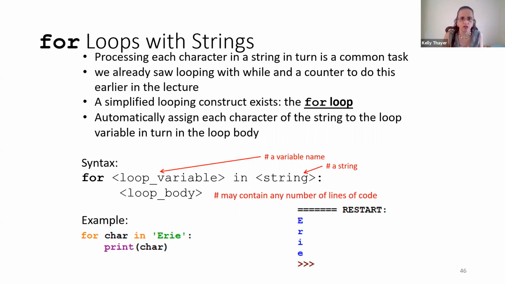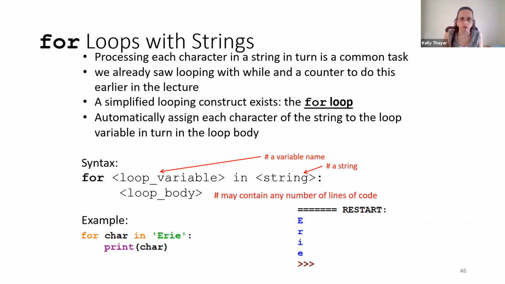Processing each character in a string in turn is a common task that we would need to do, and so it stands to reason that we may have some mechanism built into Python for doing this. We already saw looping with the while and a counter to do this earlier in this lecture, where we had a pointer i, and we used augmented assignment to move that pointer up to the next position, and so the pointer would move over the entire string. The for loop is going to be a simplified structure for that.